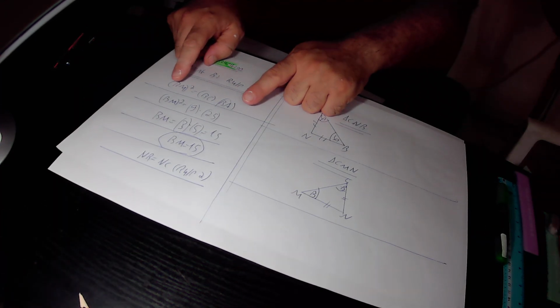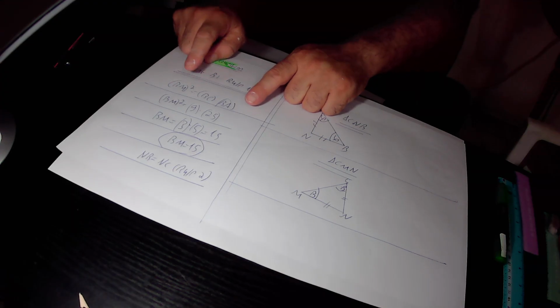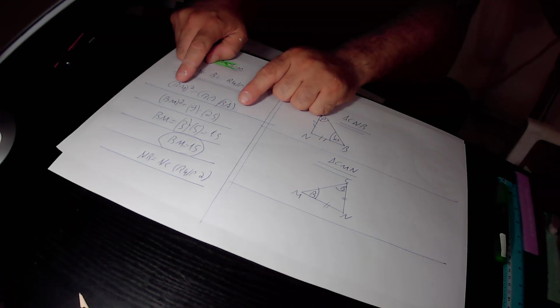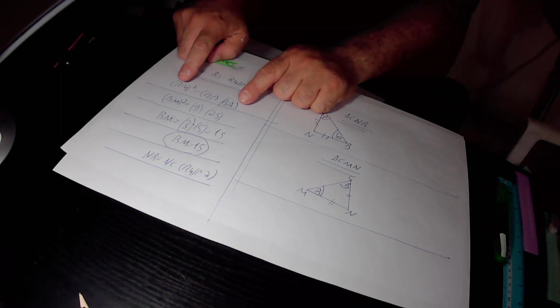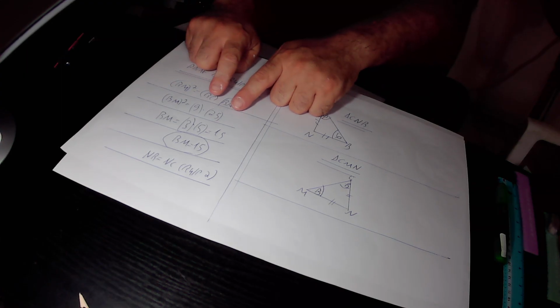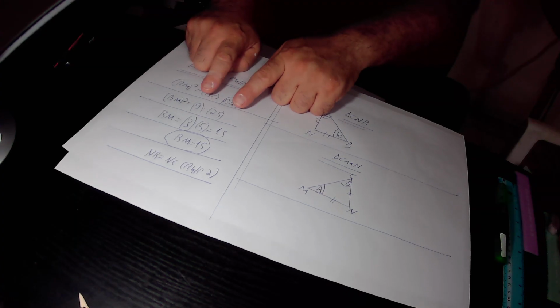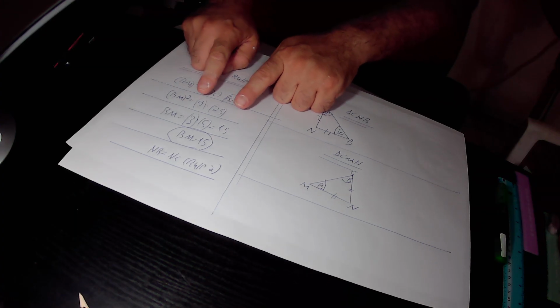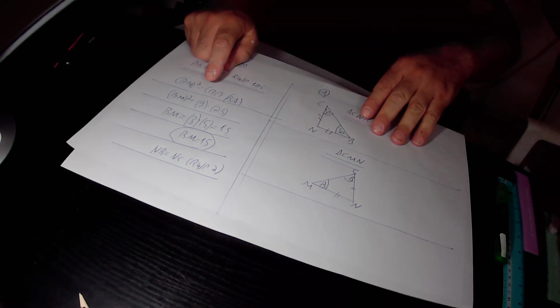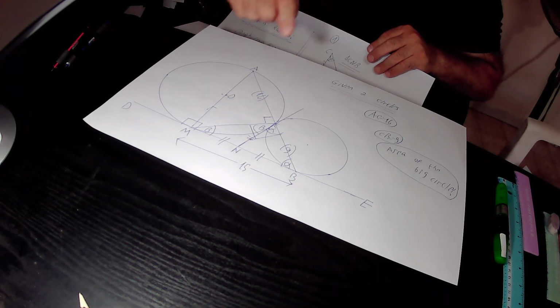So in total we found that BM square equals 9 times 25. Here we took a root of this equation, and finally found that BM equals the square root of 9, that is 3, times the square root of 25, that is 5. So BM equals 3 times 5, that is 15. BM equals 15 units in length.